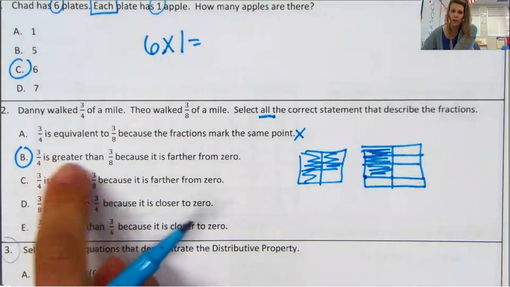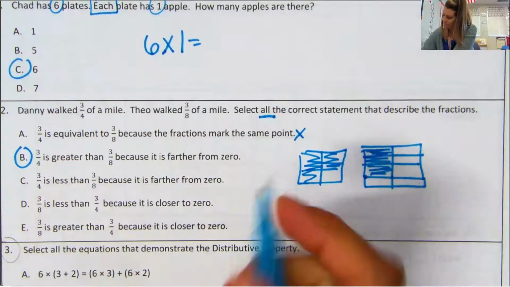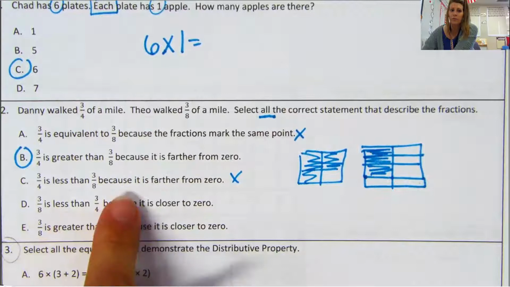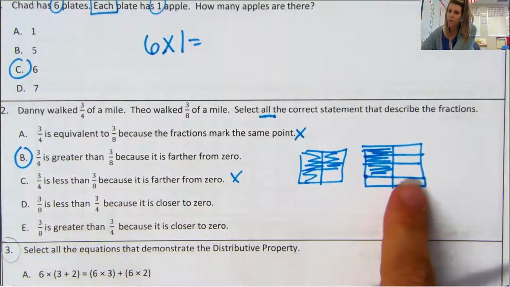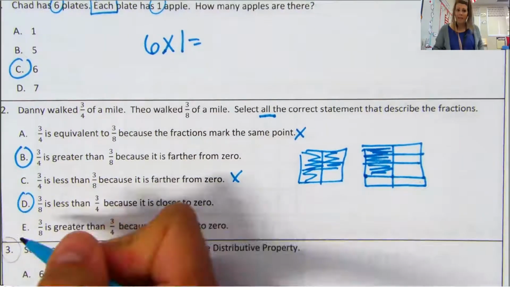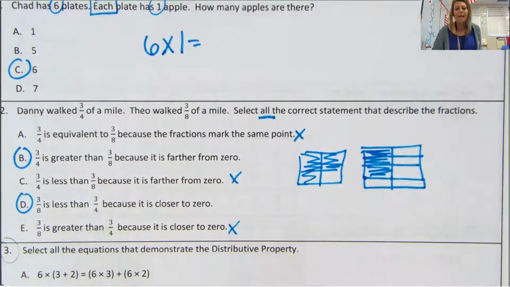If 3/4 is greater, can 3/4 be less? No, that's not right. 3/8 is less than 3/4 because it's closer to 0. Is this fraction smaller than this fraction? Yes. So B and D. Let's look at this one. 3/8 is greater than 3/4 because it's closer to 0. Well, if it's less, it can't be greater. So you should have gotten B and D, okay?